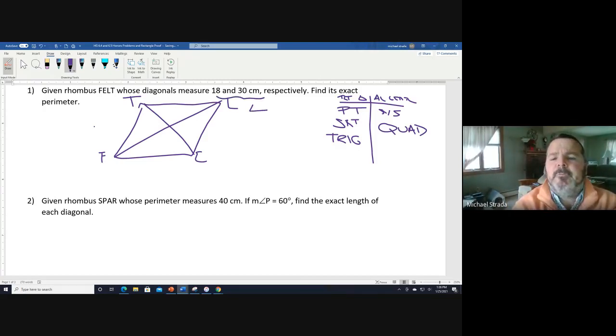Well, you have to remember that a rhombus is a parallelogram, and that for a parallelogram, the diagonals bisect each other. All right? So that means half of 18 is 9 and half of 30 is 15. Everybody good thus far?